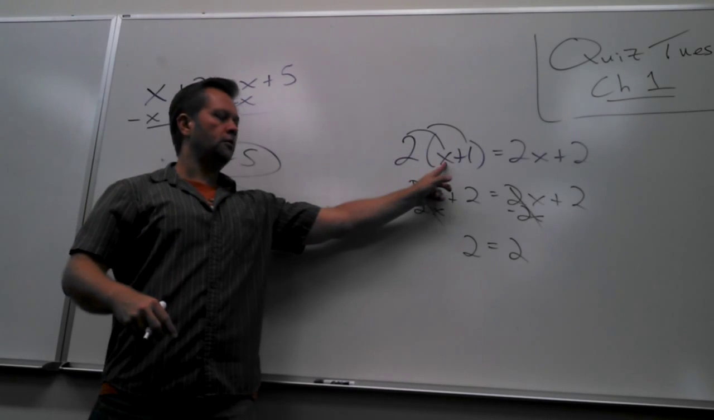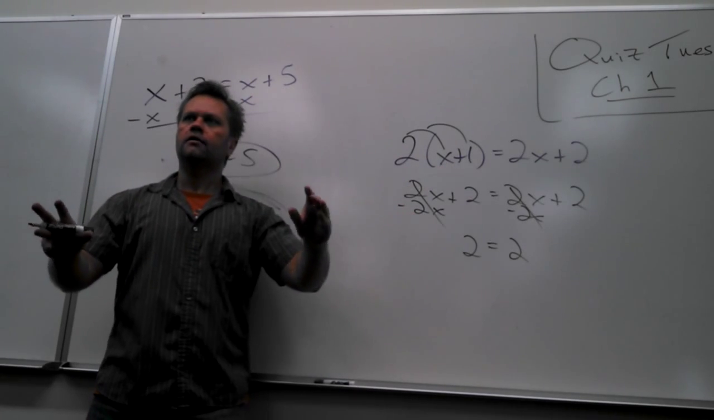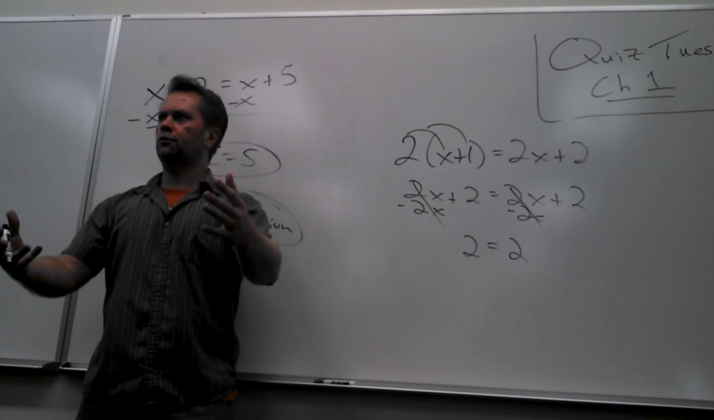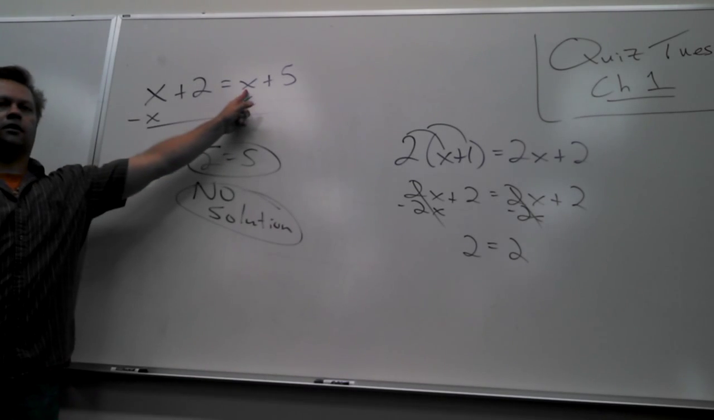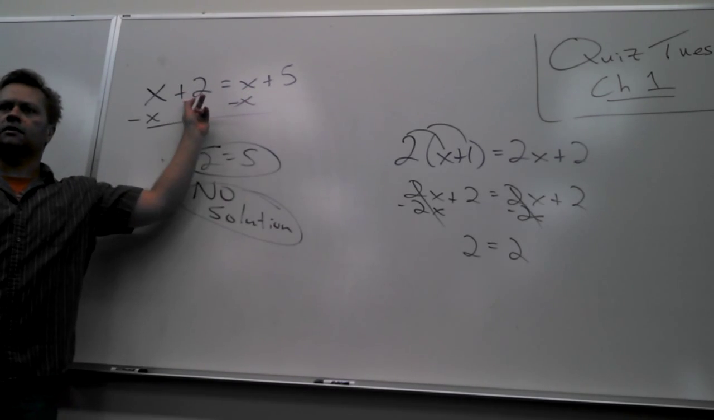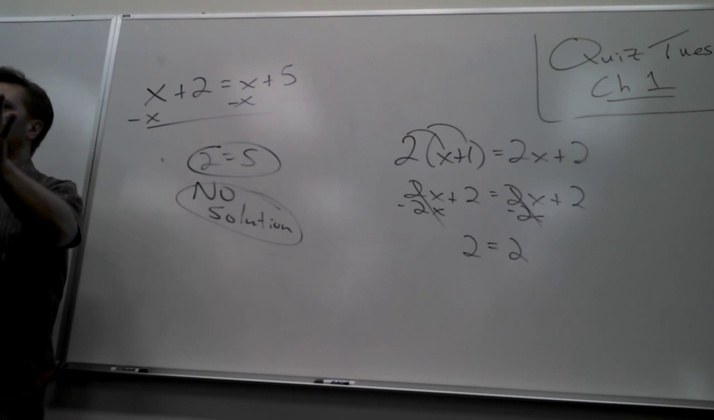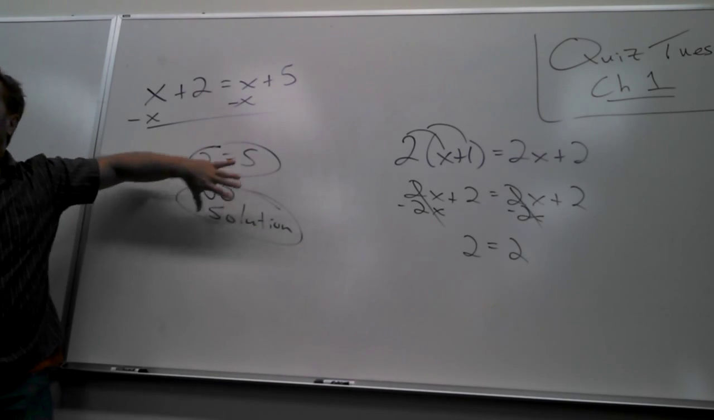So if the variable cancels, then it doesn't matter what x was. It doesn't matter what number I put here. In the last one, if I add 5, it's not going to be the same as adding 2. That's why the variable went away. It doesn't matter what you pick, it's always false. No solution.